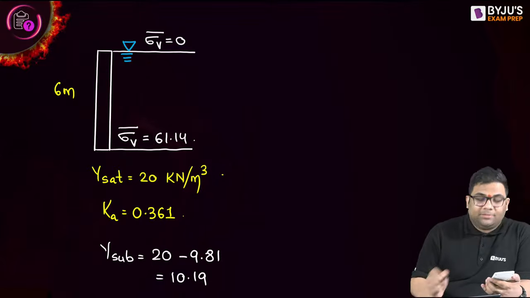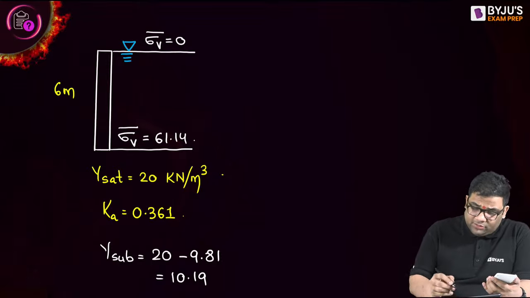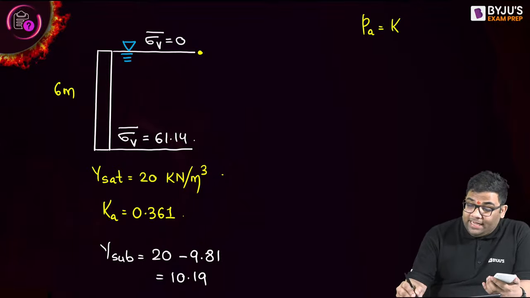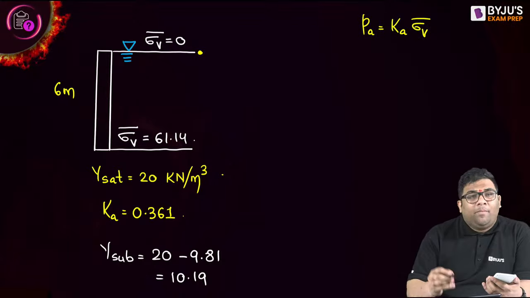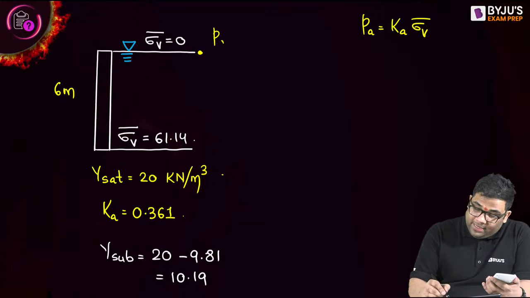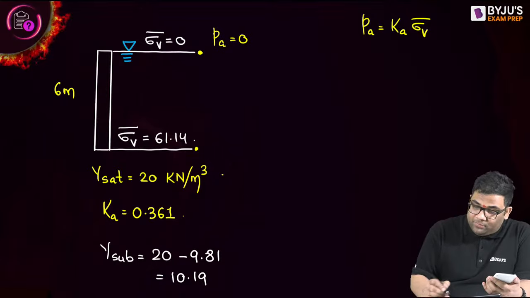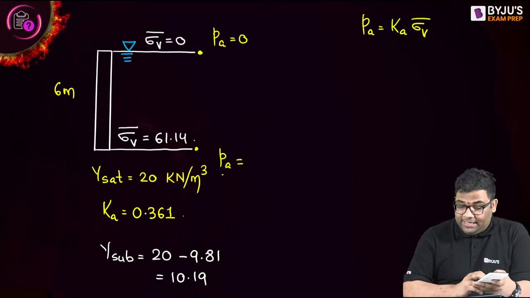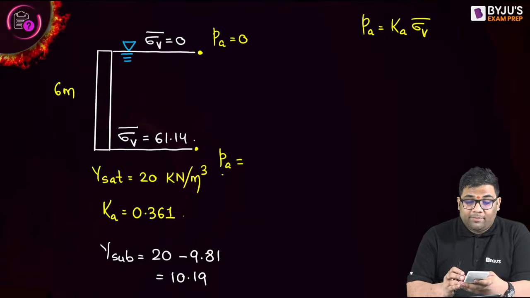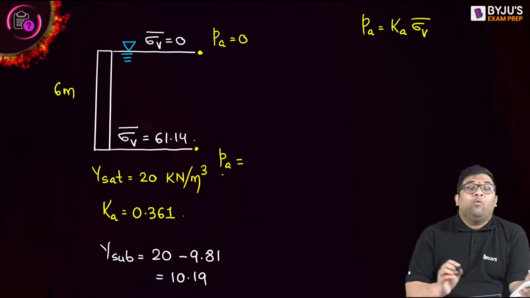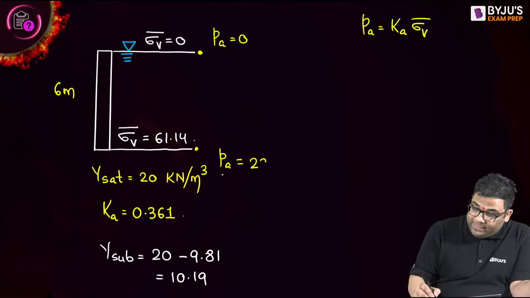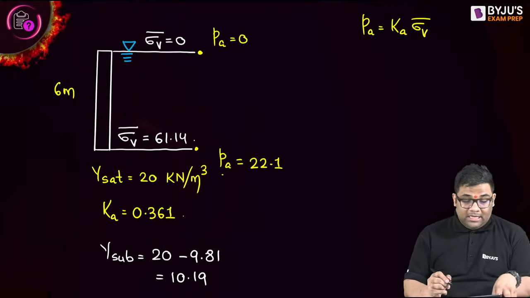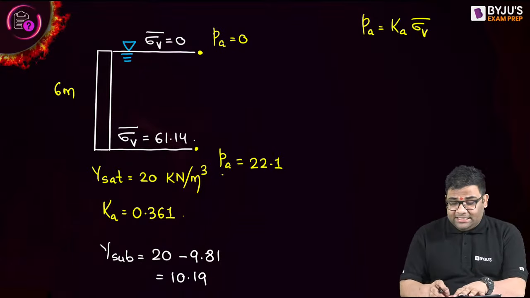So the first step always is to find the vertical stress. Once you find it, we know the equation: the earth pressure is equal to Ka into vertical stress. At top again it is zero, but at the bottom the earth pressure will be 61.14 into Ka, that is 0.361. I'm getting almost 22.1.